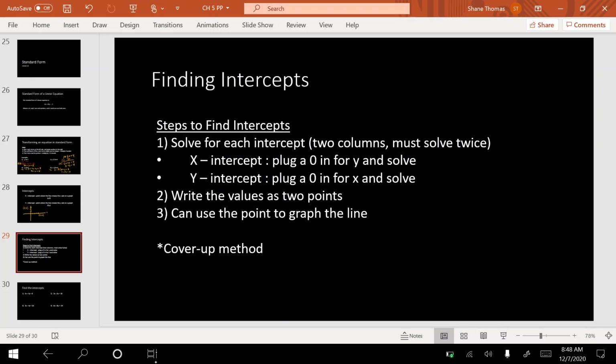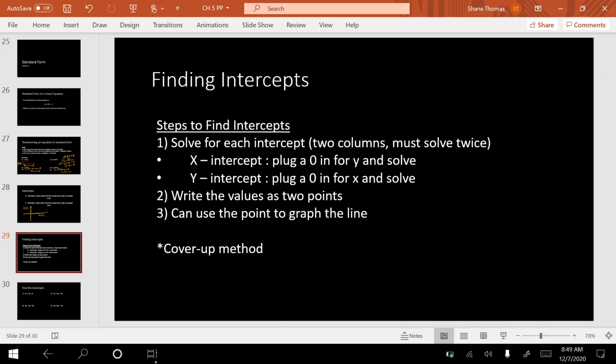Just like we talked about, if you're talking x-intercept, you're always going to have a value of 0 for y. So let's plug a 0 in for y. If we have a y-intercept, we're always going to have a 0 as our x term. Plug a 0 in. Then we write the values as 2 points. And then you can also graph these lines using your intercepts as well.